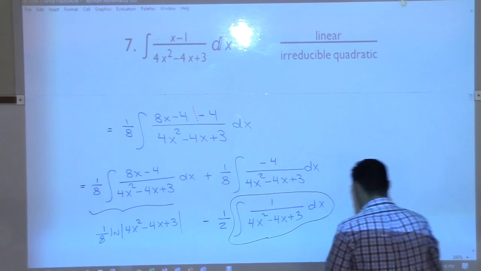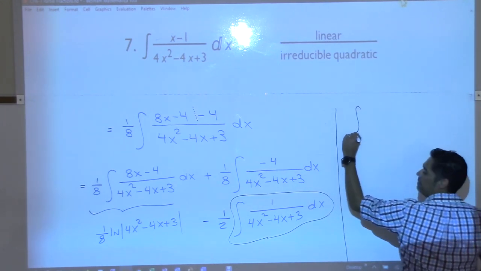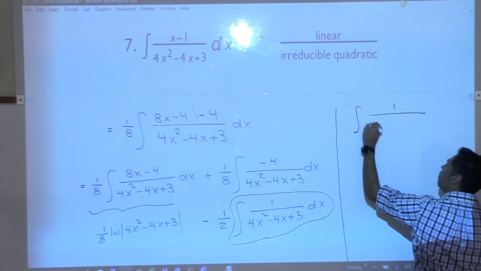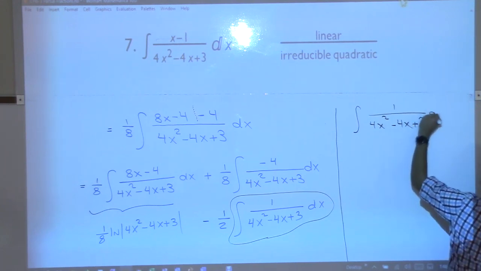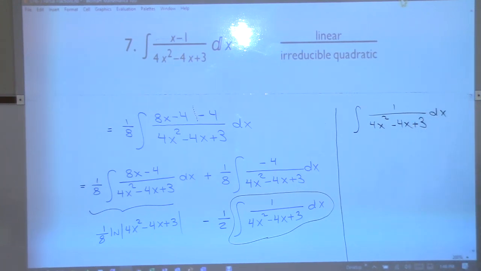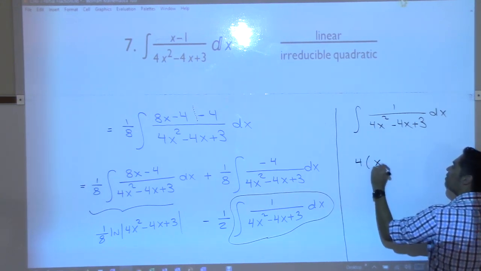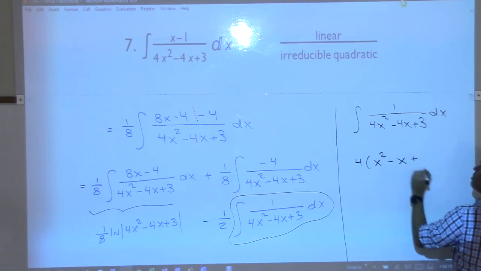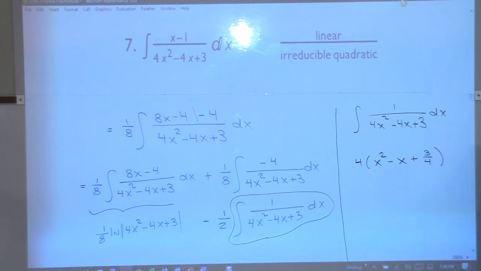So right now, I'm trying to find the antiderivative of 1 over 4x squared minus 4x plus 3 dx. Now, I'm going to complete the square on the bottom, right? So I have to get a coefficient of 1 here. So I've got to factor a 4 out of everything. So let me start the algebra here. 4 comes out. I have x squared minus x plus 3/4. Okay.